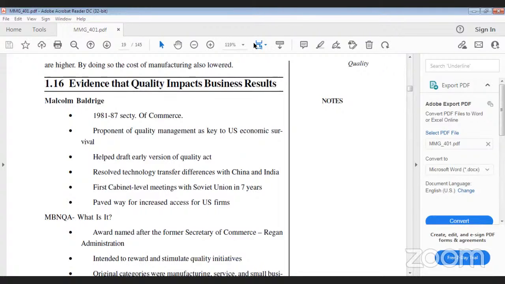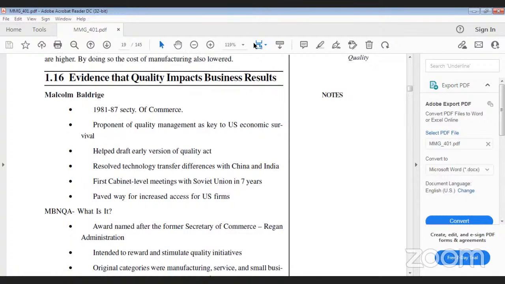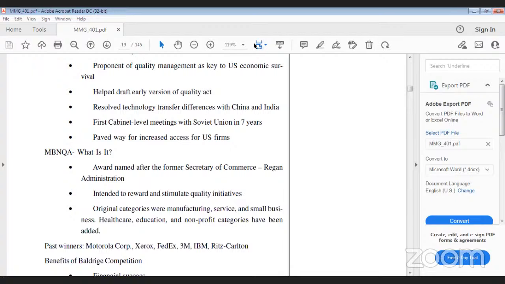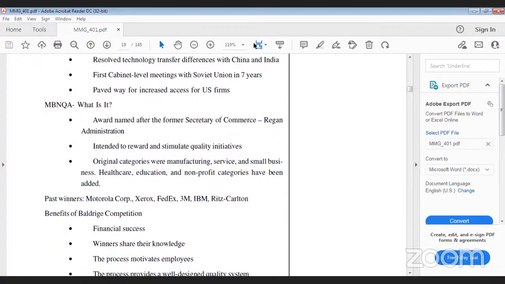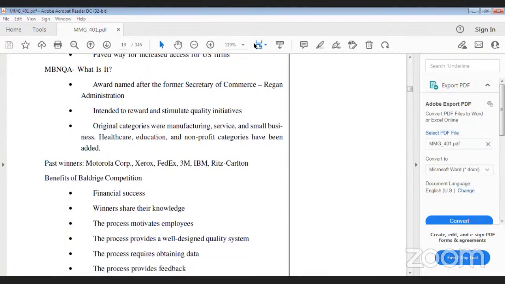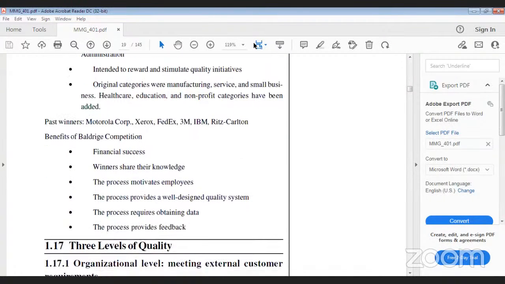MBNQA, what is it? It is the award named after the former Secretary of Commerce in the Reagan administration, Ronald Reagan. It is intended to reward and simultaneously stimulate quality initiatives. The original categories were manufacturing, services, and small business. Education and non-profit categories have also been added. Past winners include Motorola Corporation, Xerox, FedEx, 3M, IBM, Ritz-Carlton, etc.